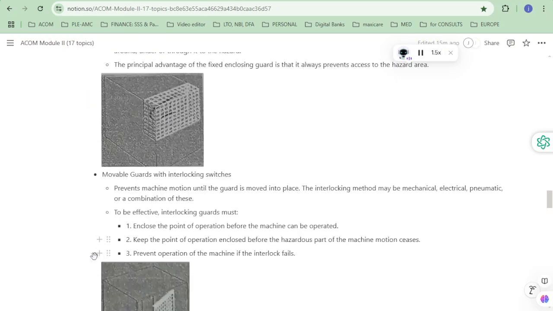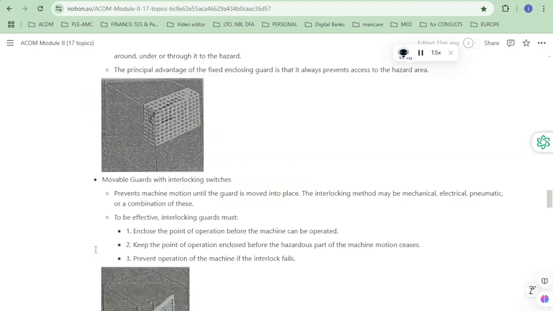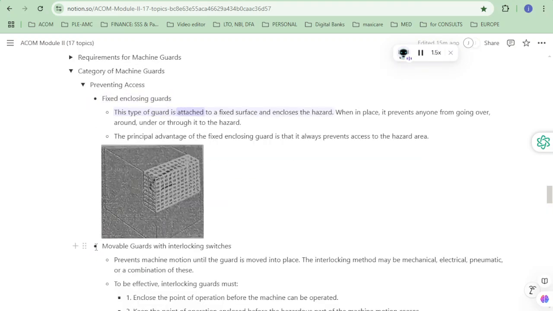Preventing access: fixed enclosing guards. This type of guard is attached to a fixed surface and encloses the hazard. When in place, it prevents anyone from going over, around, under or through it to the hazard. The principal advantage of the fixed enclosing guard is that it always prevents access to the hazard area.